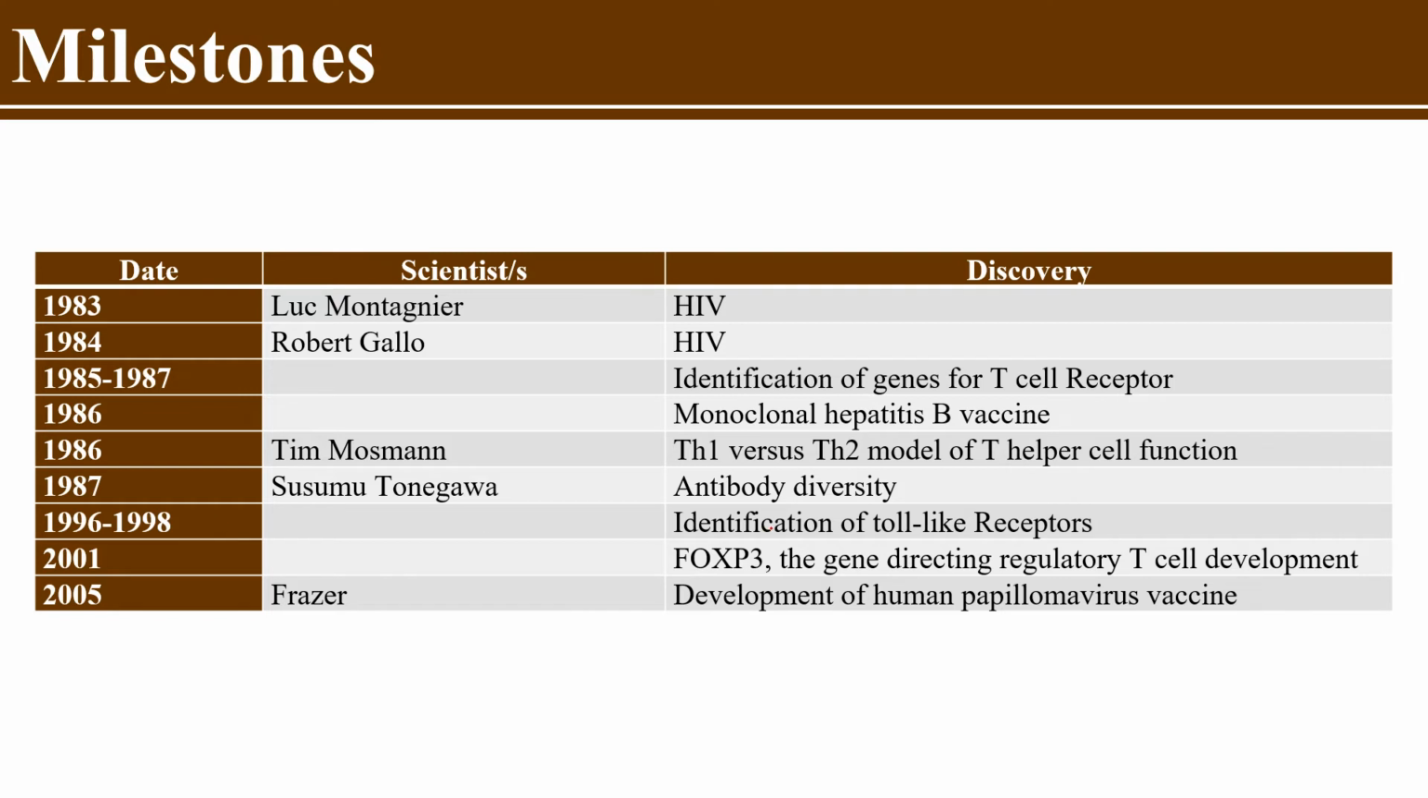Then 1996 to 1998 was the identification of toll-like receptors. 2001, FOXP3, which is the gene directing regulatory T cell development. Then in 2005, Tracer would now develop the human papillomavirus vaccine. Now, your human papillomavirus is known to cause your cervical cancer and your warts. So he discovered the vaccine for HPV.